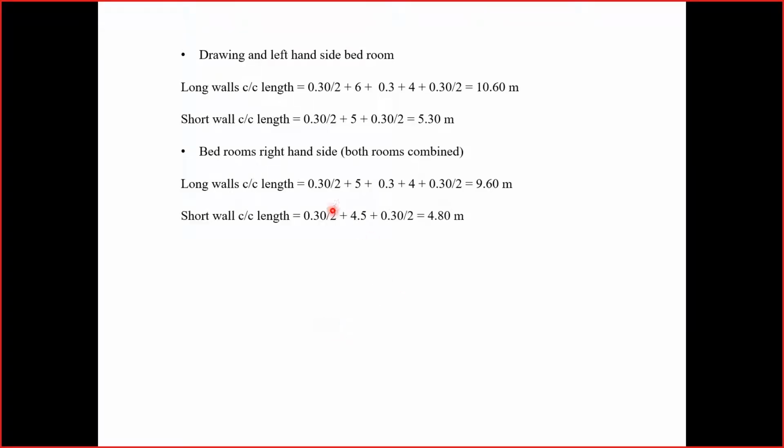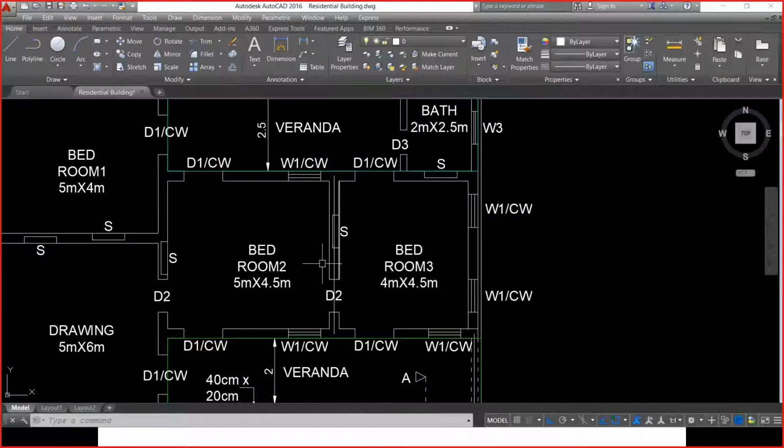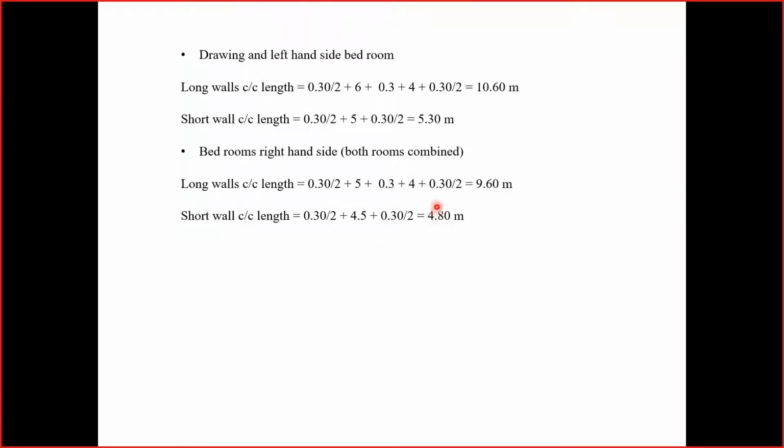So short wall center to center distance is 0.3 by 2 plus 4.5, which is the width or length of bedroom number 2 and 3, and 0.3 by 2 is periphery wall thickness divided by 2. Bedroom number 2 and bedroom number 3 of course have the same width. You can observe 5 meter is the width here and 4 meter is the width here, but when you consider the long length direction, both have 4.5 meters. The total center to center distance is 4.8 meters.